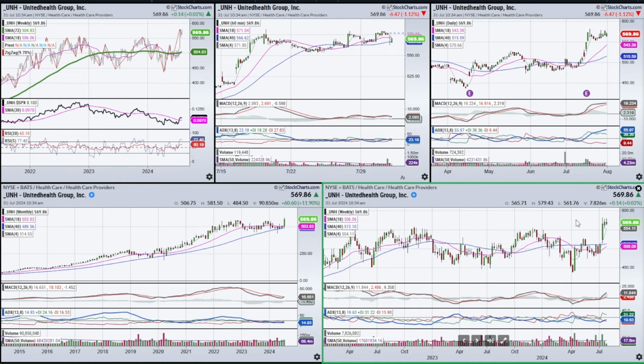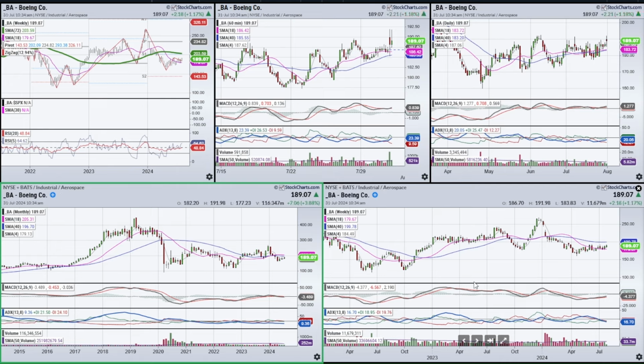Look at the breakout in UNH. 550 was the level I've been watching for. Volume action was good. This looks really pretty attractive. It'd be nice if we got a little bit of a check of that level and then turned back to the upside, but this is a good one. I'd add it to my watch list and keep an eye on it.